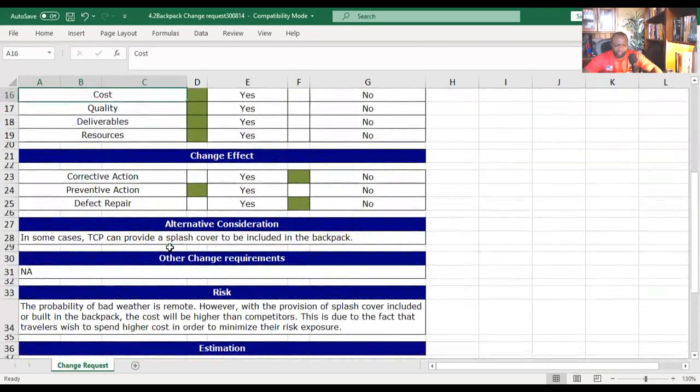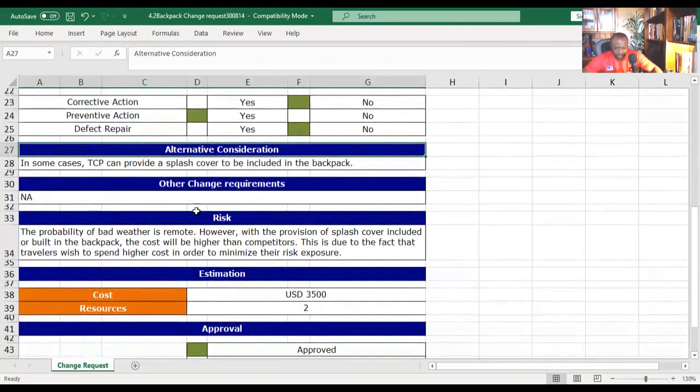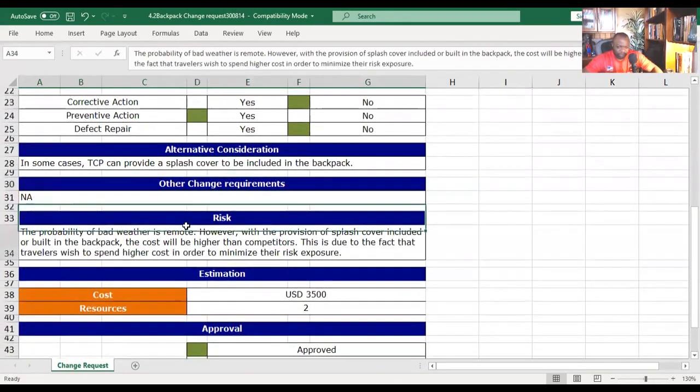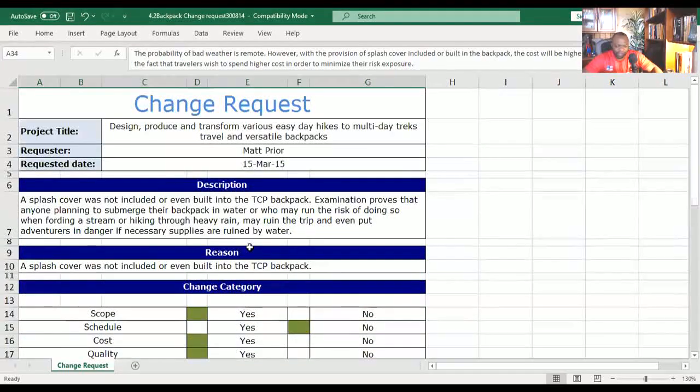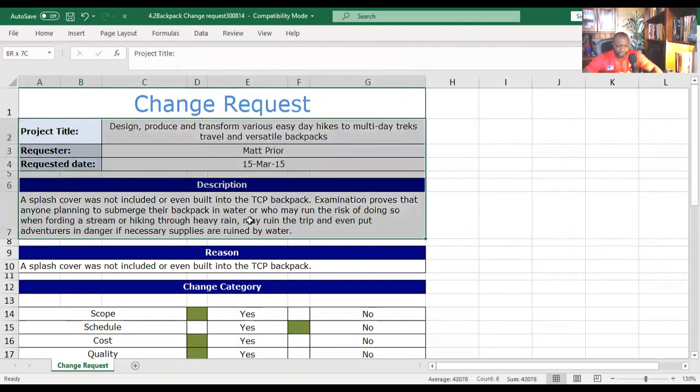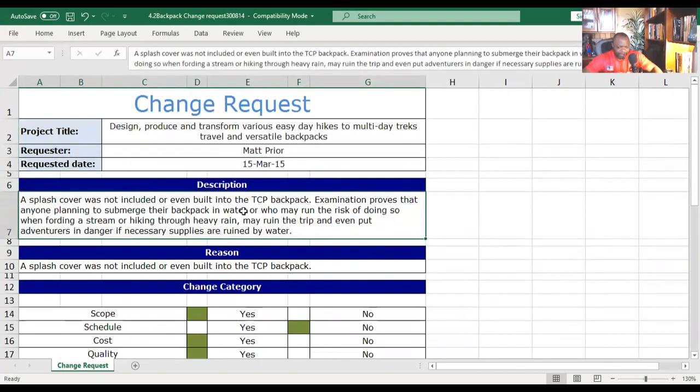And for that reason, we want people to be fully committed to the change request and to be absolutely sure about what they're looking to change. We have alternative considerations, other change requirements, also the element of risk. Now, what the change control board, project manager, whoever is the approving authority should do is look through the change request and analyze it from all perspectives.